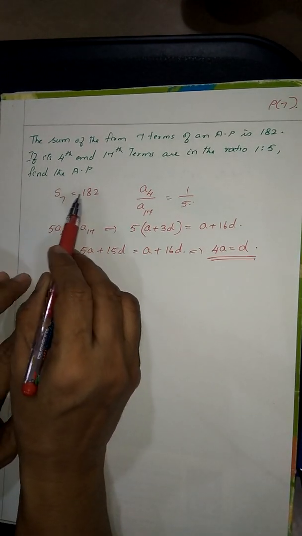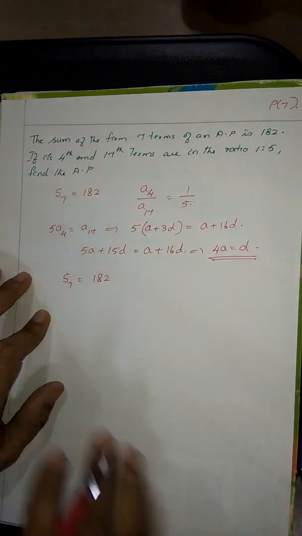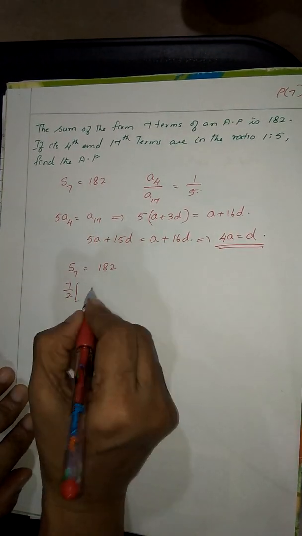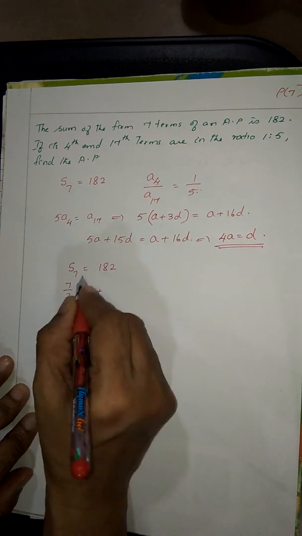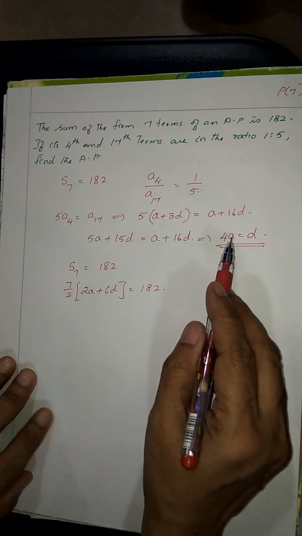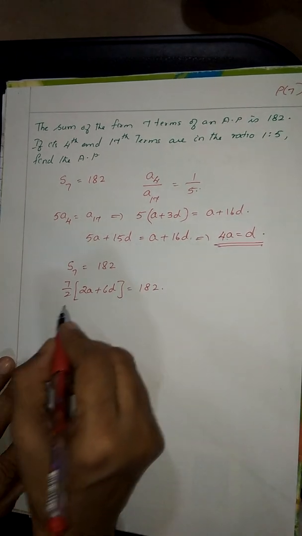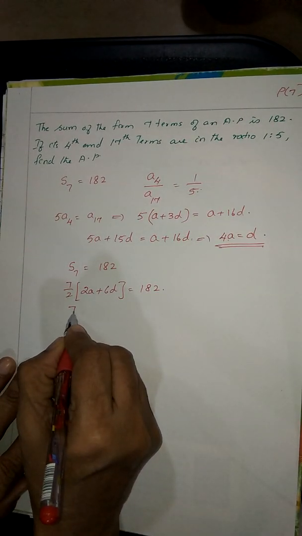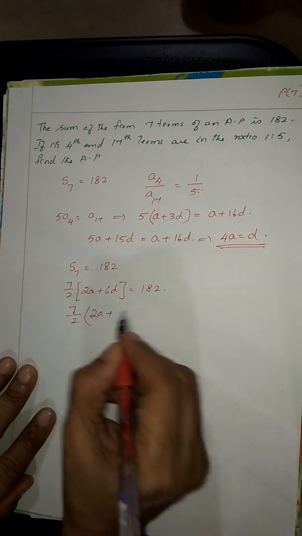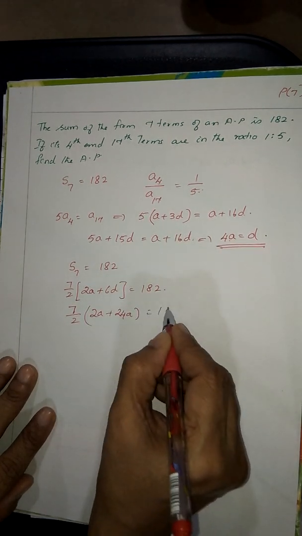Now we have S7 is equal to 182. So you can write S7 as 7 by 2 into (2A plus 6D) is equal to 182. So we can substitute D is equal to 4A. So 7 by 2 into (2A plus 6 into 4A), that is 24A, is equal to 182.